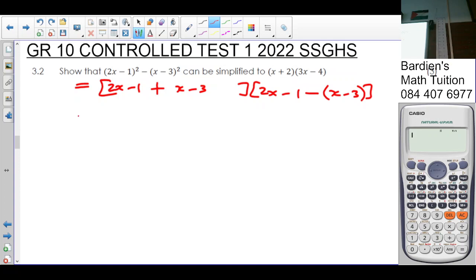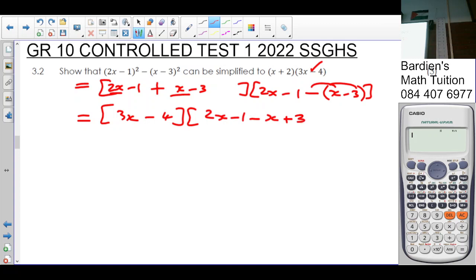Right. So what do we do? We add like terms in the first bracket. So 2x plus x is going to give you 3x. Minus 1 minus 3 is minus 4. Which gives the first bracket in its correct form. Get rid of the brackets there. So it's going to be 2x minus 1 minus x plus 3. Again, we add like terms. So it's going to be 3x minus 4. 2x minus x is x. Minus 1 plus 3 is positive 2.